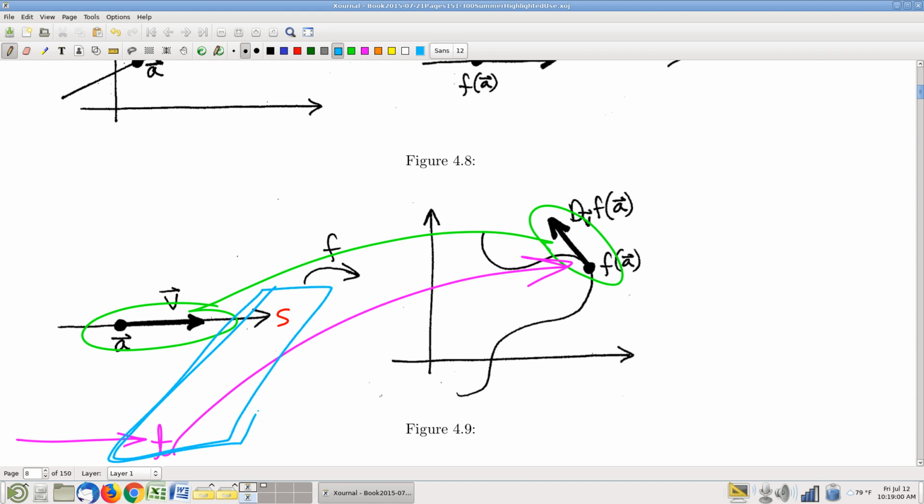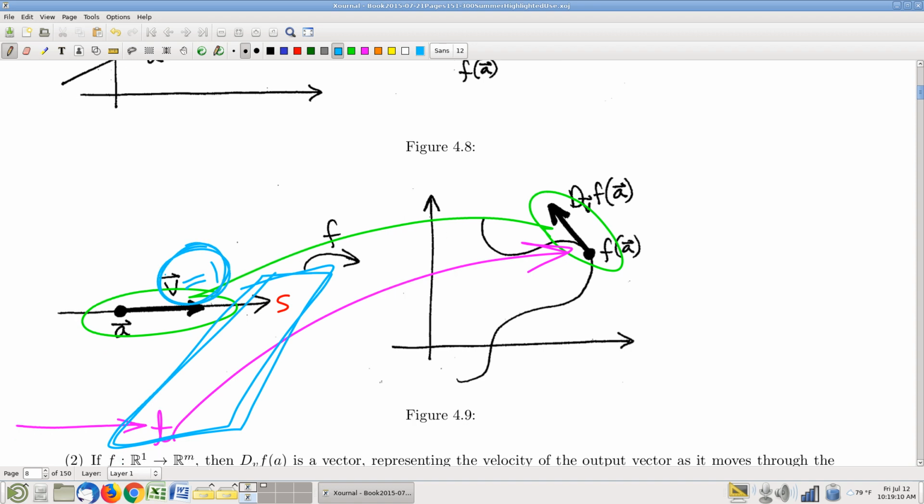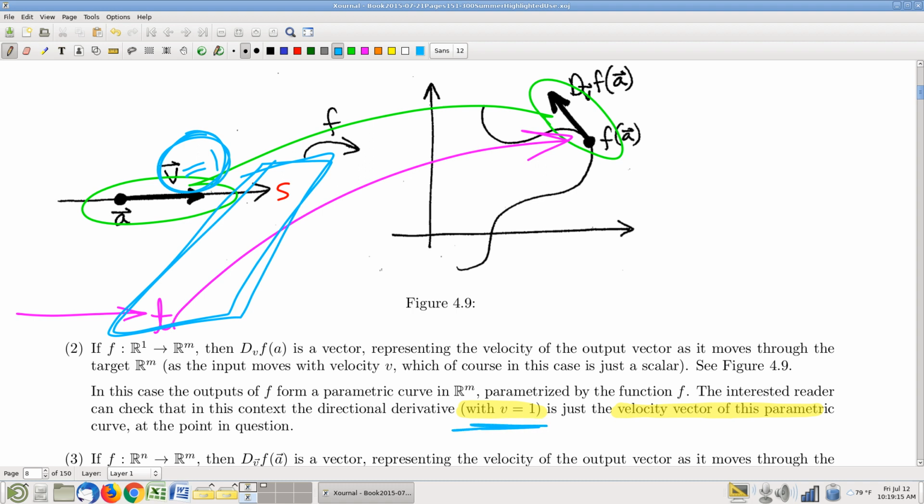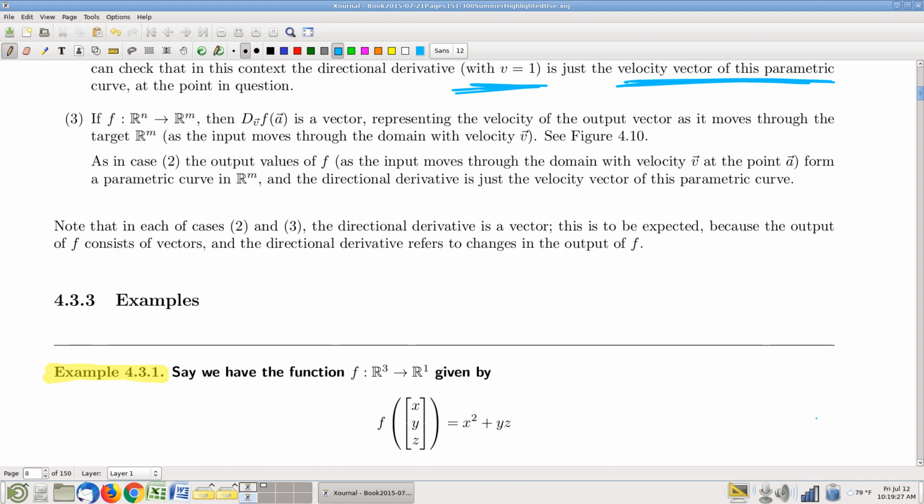So, not exactly the same, but if s and t are the same, or more to the point, if ds/dt is 1, said differently, if v is equal to 1, then of course these are the same. So when v is equal to 1, the directional derivative is the velocity vector of the parametric curve. Okay, so one little quibbly detail that has to get mentioned.